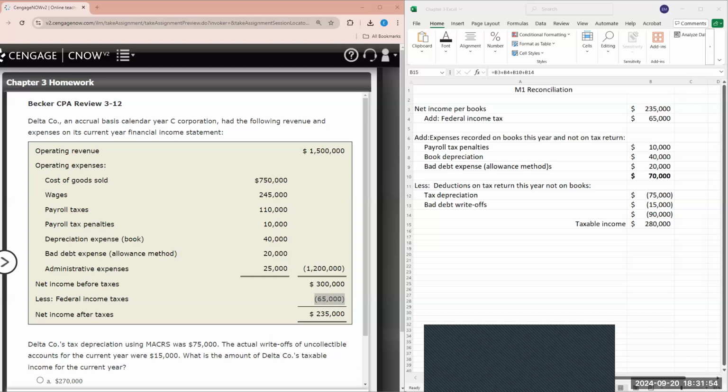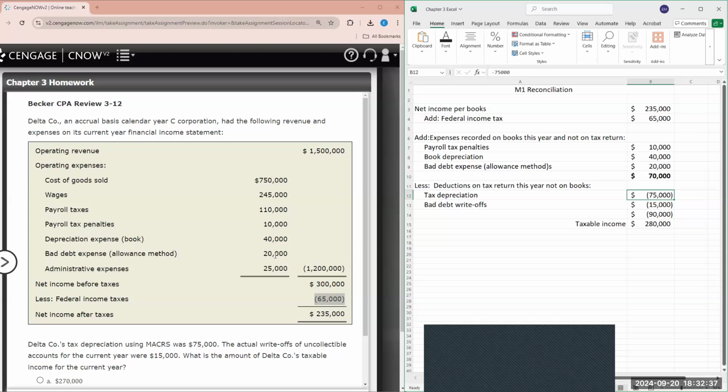The payroll tax penalties and the federal income taxes are non-deductible for tax purposes. Keep that in mind. The maker's tax depreciation, we deduct it on the income tax return rather than the book depreciation expense that's included on the financial income statement. In addition, the actual write-offs of uncollectible accounts in the current year are deducted on the income tax return rather than the bad debt expense using the allowance method. So we see there's differences between the $15,000 and the $20,000 that's under the allowance method that's governed by GAAP.